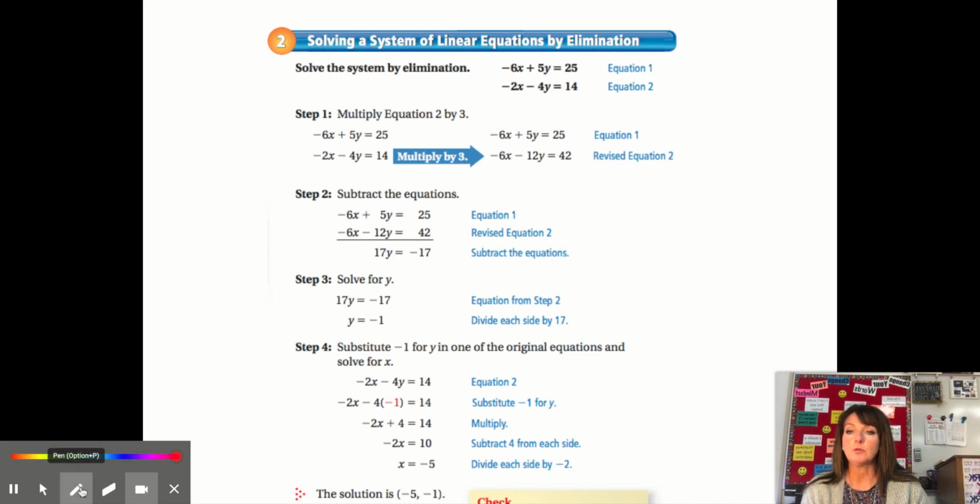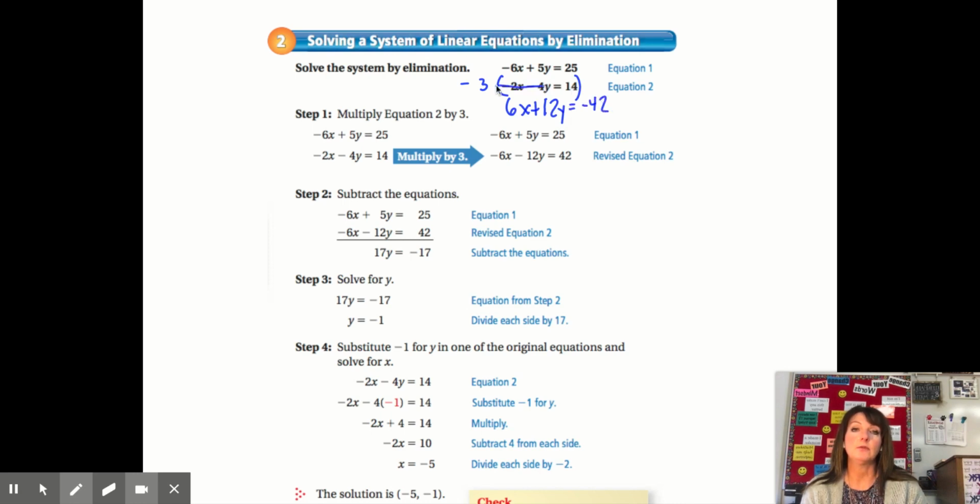So I want this to be the opposite sign. So I want to multiply by, let's say, let's multiply this by a negative 3. So negative 3 and negative 2x is a positive 6x. Negative 3 times negative 4 is a positive 12y. And negative 3 times that would be equal to a negative 42.